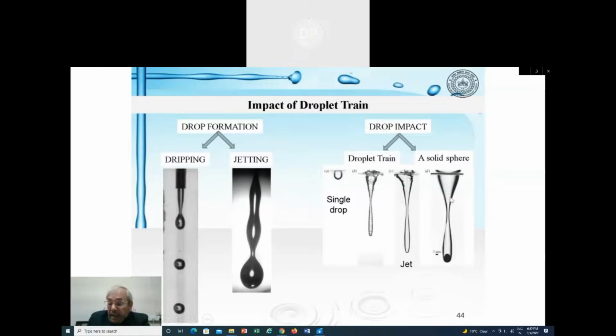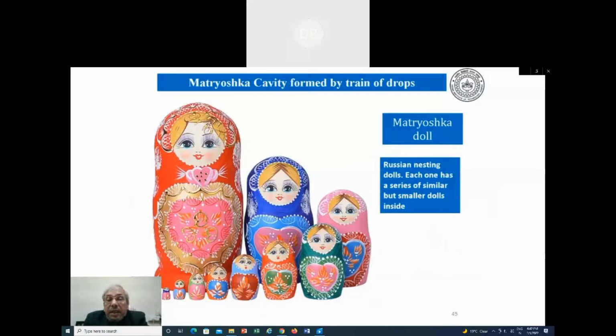Now, these nested cavities have amazing similarity with the Matryoshka doll. As you know, the Matryoshka doll is a famous Russian doll, where each one has a series of similar but smaller dolls inside. So this is the largest doll. If you open it, you will get this doll inside, and finally a doll of this size.